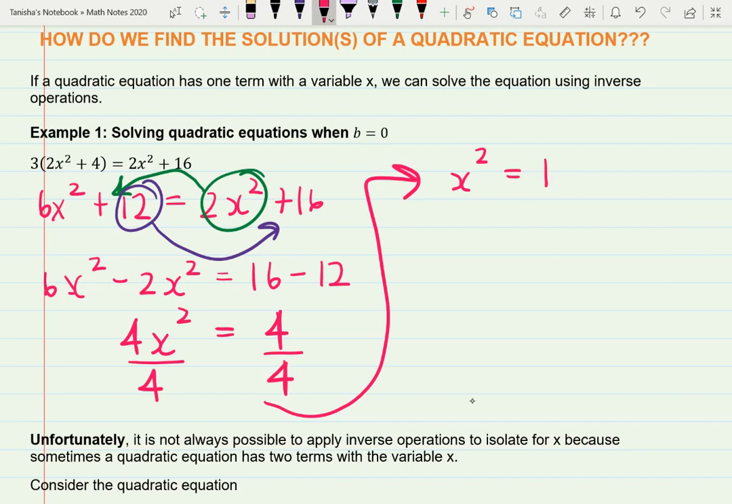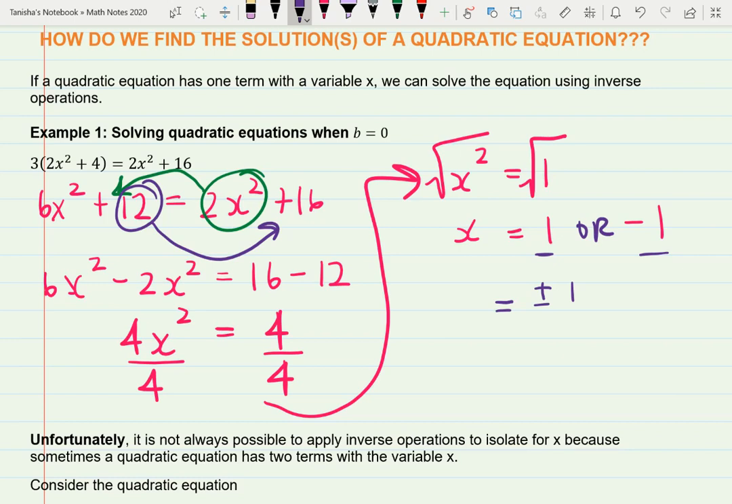Square rooting both sides to get rid of that square on the x. I have x is equal to 1 or negative 1. Whenever you take the square root of a number, always remember that there's two possible values for the square root, right? It's either the positive or the negative. I could have also written plus or minus 1. So that's something that you have to be aware of. Whenever you take square root of a number, you have two possible values, the positive value or the negative value.